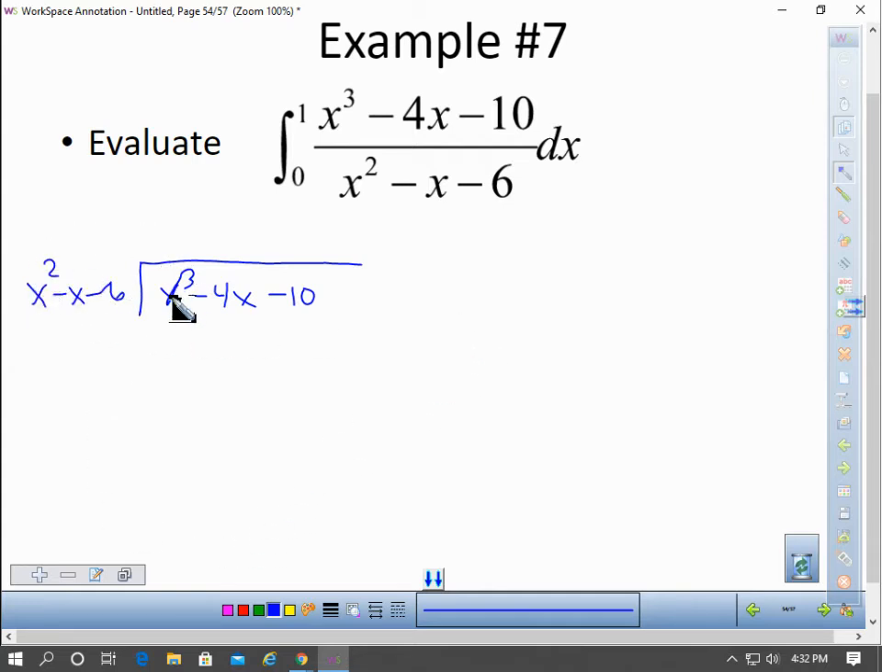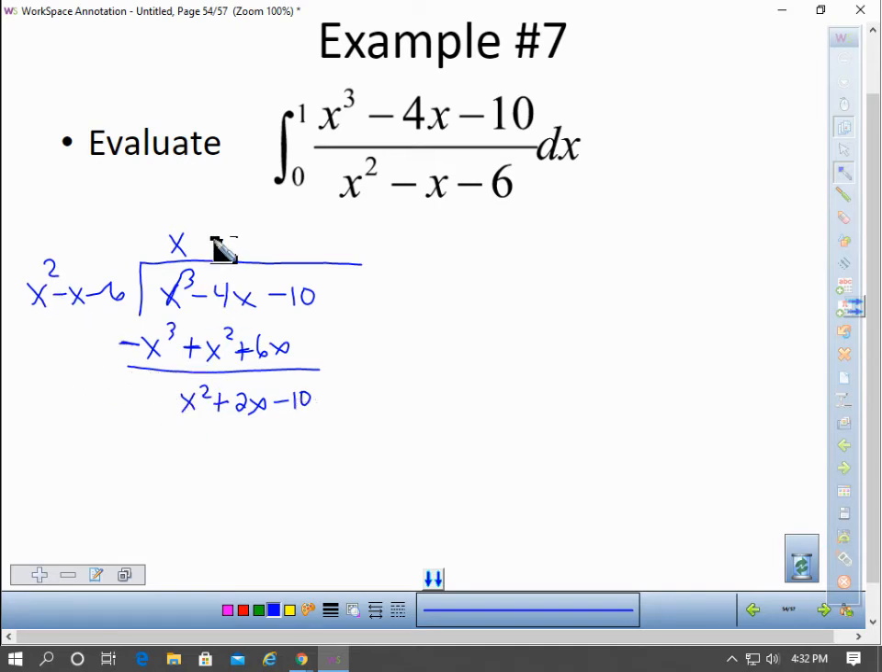So x squared goes into x cubed x times. So then I multiply through by x, which gives x cubed minus x squared minus 6x. And then you subtract. We have to change all of our signs. So x cubed minus x cubed goes away. And then we've got an x squared, and we've got negative 4x plus 6x, which is 2x, and then minus 10. All right? So now we go again.